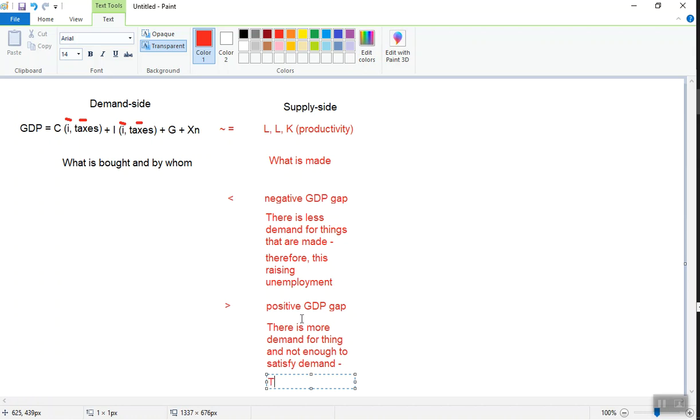And so therefore, this raises, and I see that I wrote raising rather than raises above. So rather than unemployment, this raises inflation. And let me put this in quotes actually. This raises inflationary pressure.